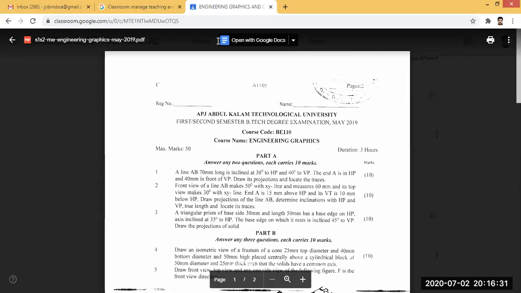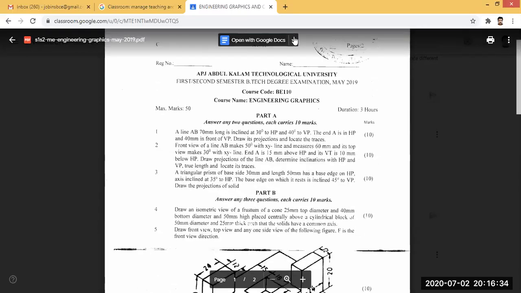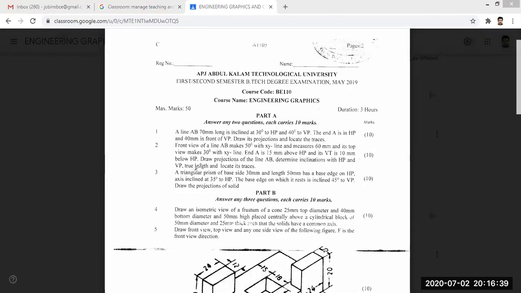This is check question number 3. The object is a triangular prism. You have to create a triangular prism in Fusion 360. The dimension is given. The side of the object is 30 mm and the height, that means the length of the triangular prism, is 50 millimeter. So you have to create this object, triangular prism with dimension 30 mm and length 50 mm. Okay, that is one assignment.